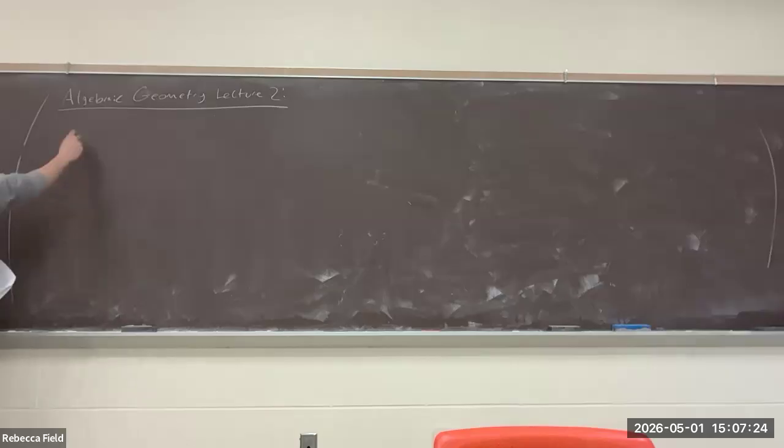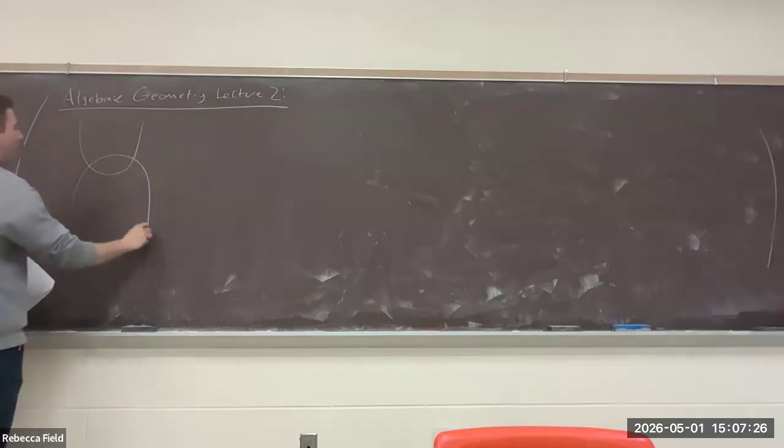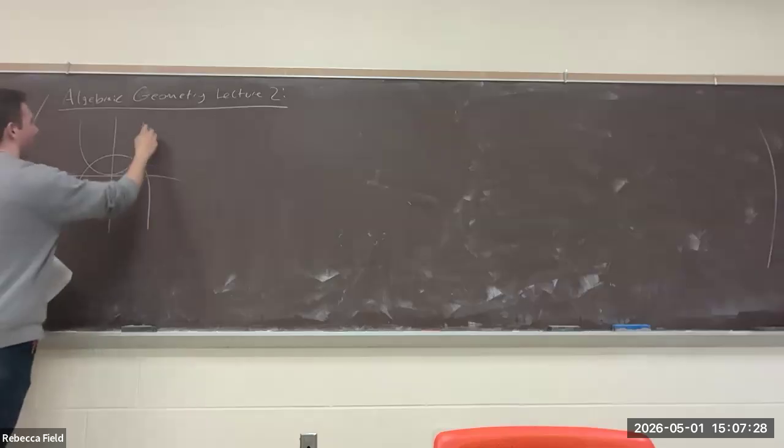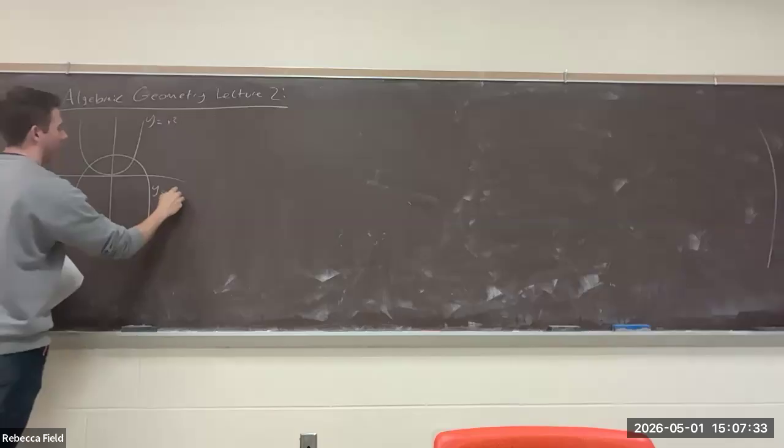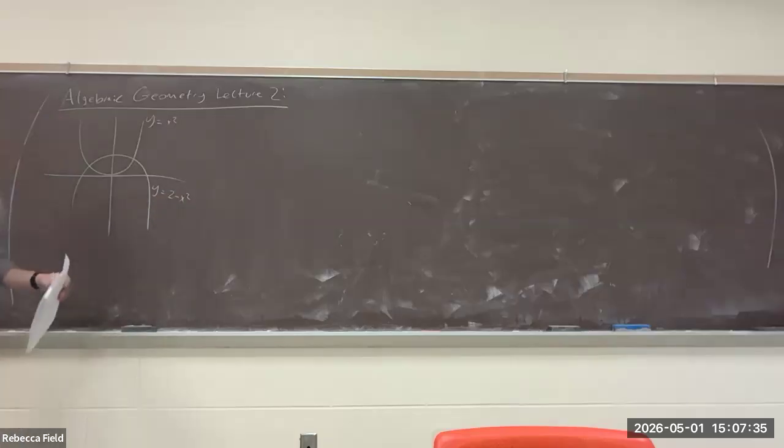So taking two parabolas in the plane, like so, take y equals x squared, and y equals 2 minus x squared.